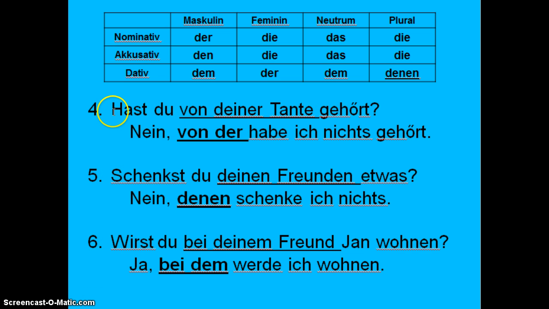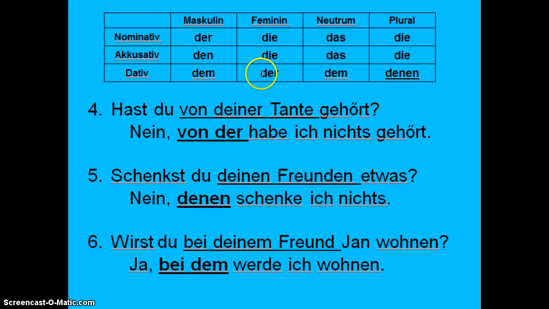Let's take a look at example number 4. Hast du von deiner Tante gehört? Here in the question, the person that I want to refer back to is part of a prepositional phrase, von. And it's a dative prepositional phrase. That's why there's this er on the end of deiner before Tante. When I answer that question, I have to use the preposition along with the pronoun. Nein, von der habe ich nichts gehört.